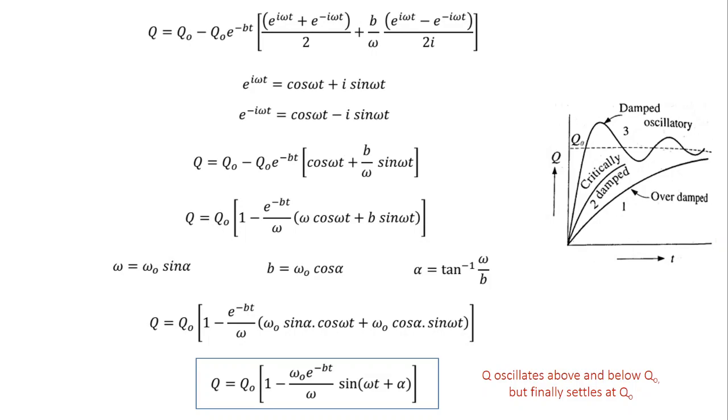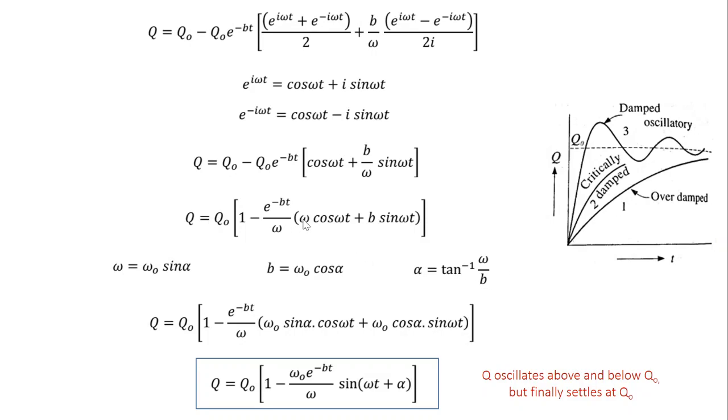Let's try to bring a nice form to this equation. For that, make some substitutions here. Call omega as omega naught sine alpha and b as omega naught cos alpha. Okay, so alpha is some phase factor, don't bother about that. And alpha is nothing but tan inverse omega by b. So if you take omega by b, omega naught cancels. This is tan alpha, or alpha is equal to tan inverse omega by b.